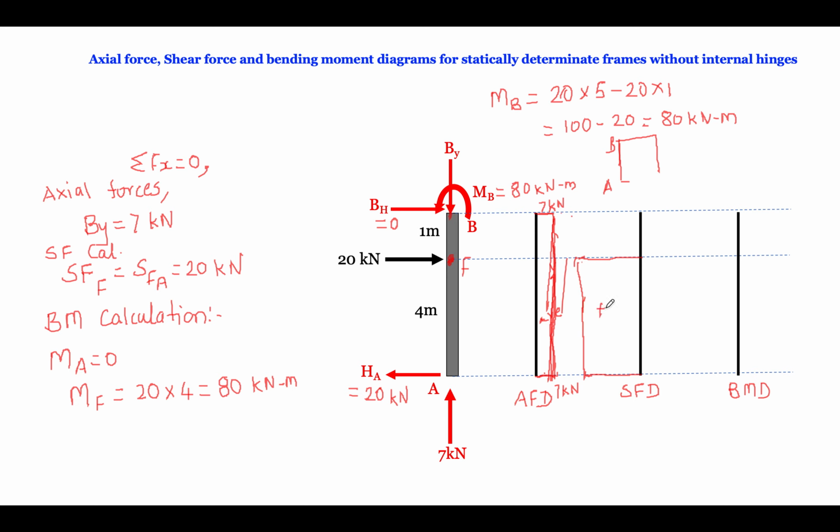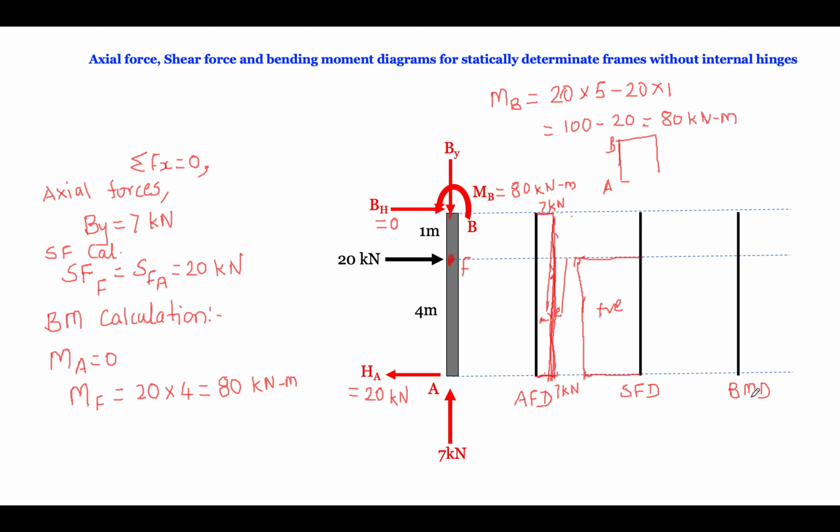So this is positive, 20 kilonewton, and there is no shear force in this part because no force is acting, so BH is 0. Okay, so this completes our shear force diagram, and you have to draw nicely with the scale in the exam. On this tab somehow I am not able to draw a straight line, but in the exam you have to draw a very neat, beautiful diagram.